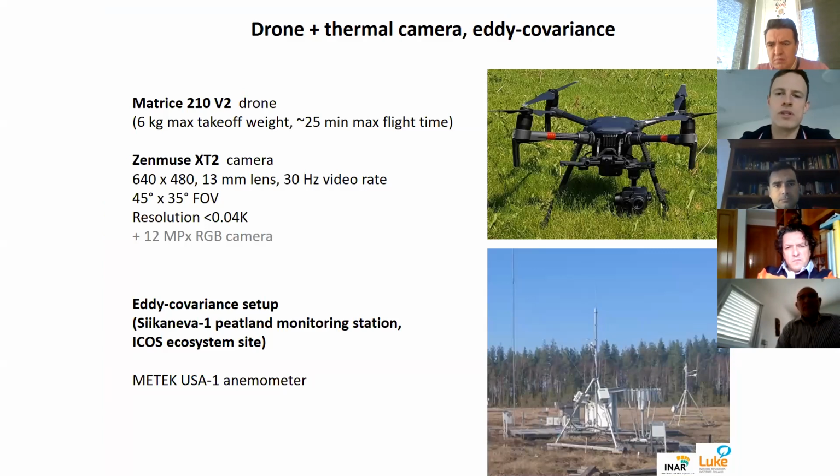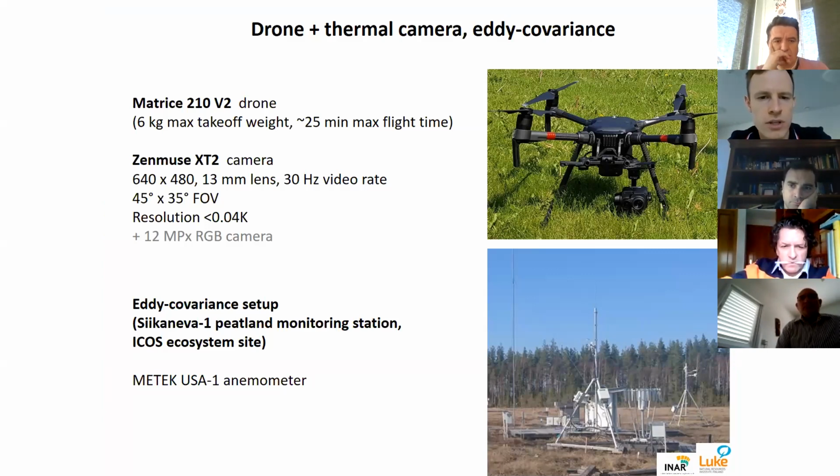So my equipment is the drone Matrice 210 version 2, the new one, bought last year. Quite fancy, with the Zenmuse XT2 camera. It has the highest possible resolution and the 30 Hertz video rate, which is an overkill, as I found. And this eddy covariance setup is part of the ecosystem site, the peatland. It's a fen, actually.